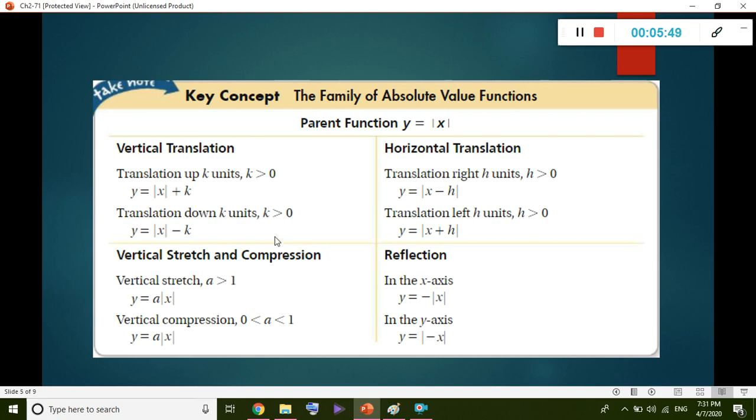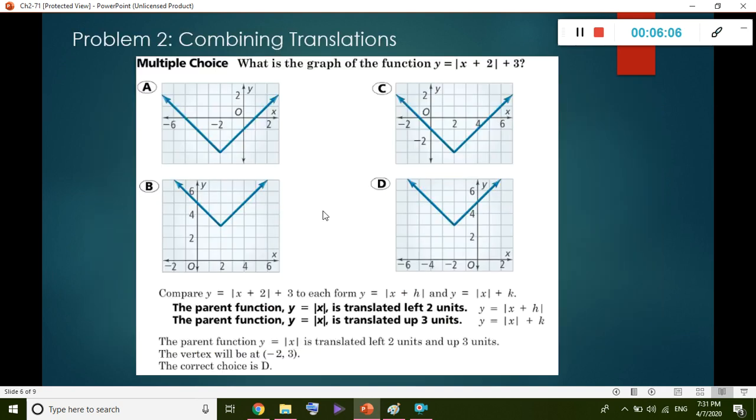Here we just have a quick summary about the parent function of the absolute value, and we have the vertical translation, horizontal translation, vertical stretching, compression, and reflection. It's just a summary for you to remember these 4 transformations. Let's continue with problem 2. Here we're combining translations. We have more than one translation.